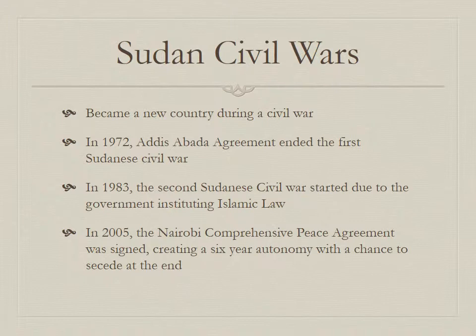This war lasted for 22 years, killing roughly 2 million people. This war ended with the Nairobi Comprehensive Peace Agreement. This created a 6-year autonomy, ending with the South taking a vote on whether they would secede or not.